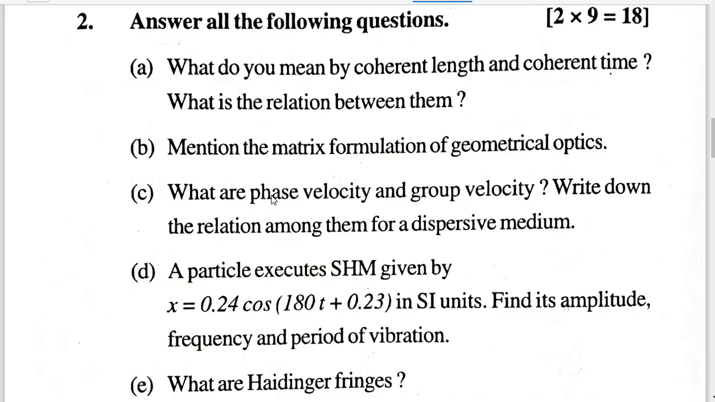Okay, what is the relation between them? If we signify coherent length as L and coherent time as T, then coherent length is equal to coherent time times c, because c is the speed of light. This is the exact formula: distance equals speed times time. So L is the coherent length, T is the coherent time, and c is the speed of light.